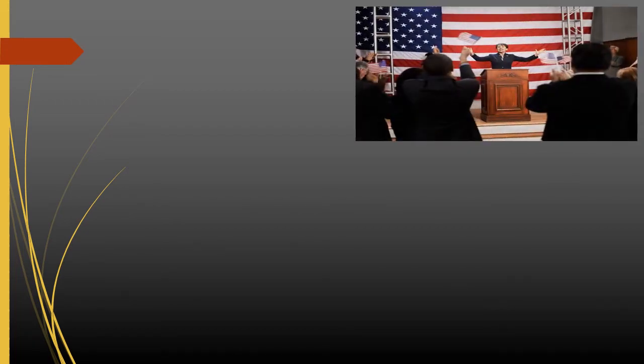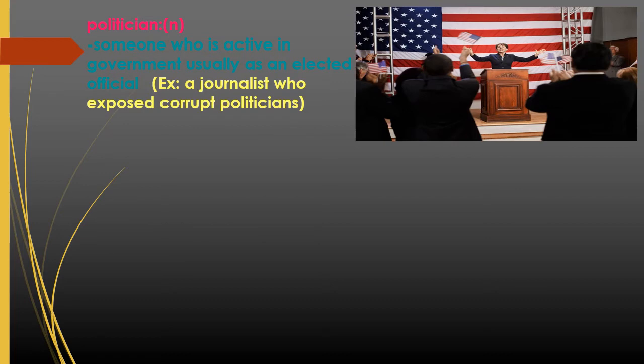Okay guys, what can you see here in this picture? I can see here a politician. Politician, it's a noun. What do I mean by a politician? Politician is someone who is active in government, usually as an elected official. I mean here someone people have voted to choose him or her to work for their government, to control or rule their country, like the president.